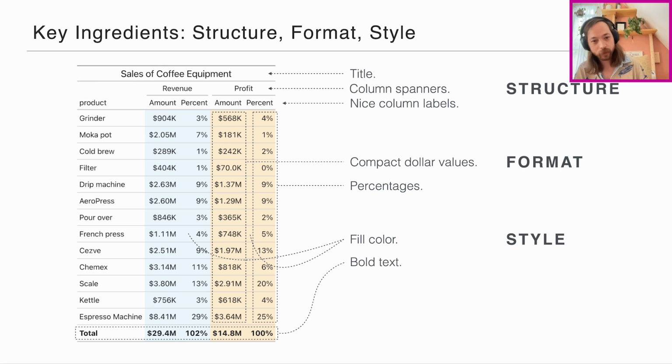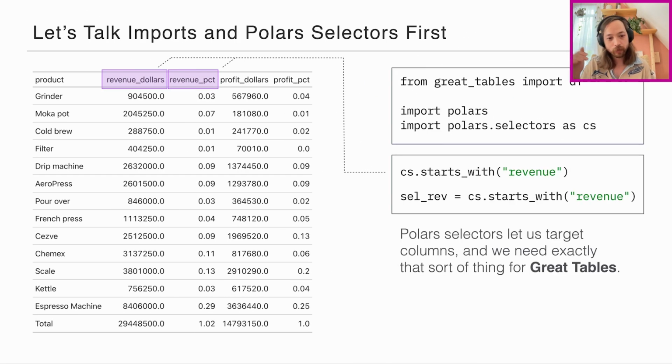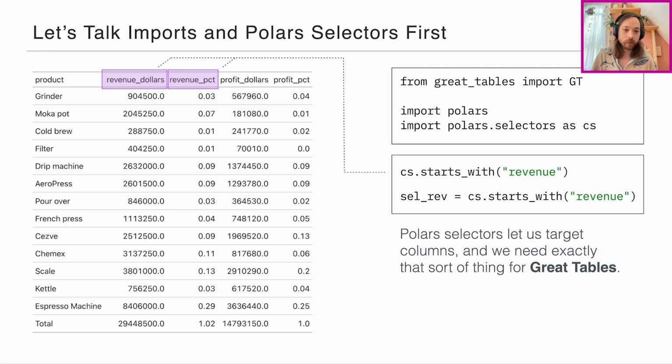All right, so we're going to go through these step by step to show what they might look like in code. The very first thing we need to do is some imports and a little bit of Polars explanation. First we import from Great Tables the GT object. That's the thing we use all throughout Great Tables to format the tables. For Polars, we're going to use Polars data frames. Polars is a library for data analysis.